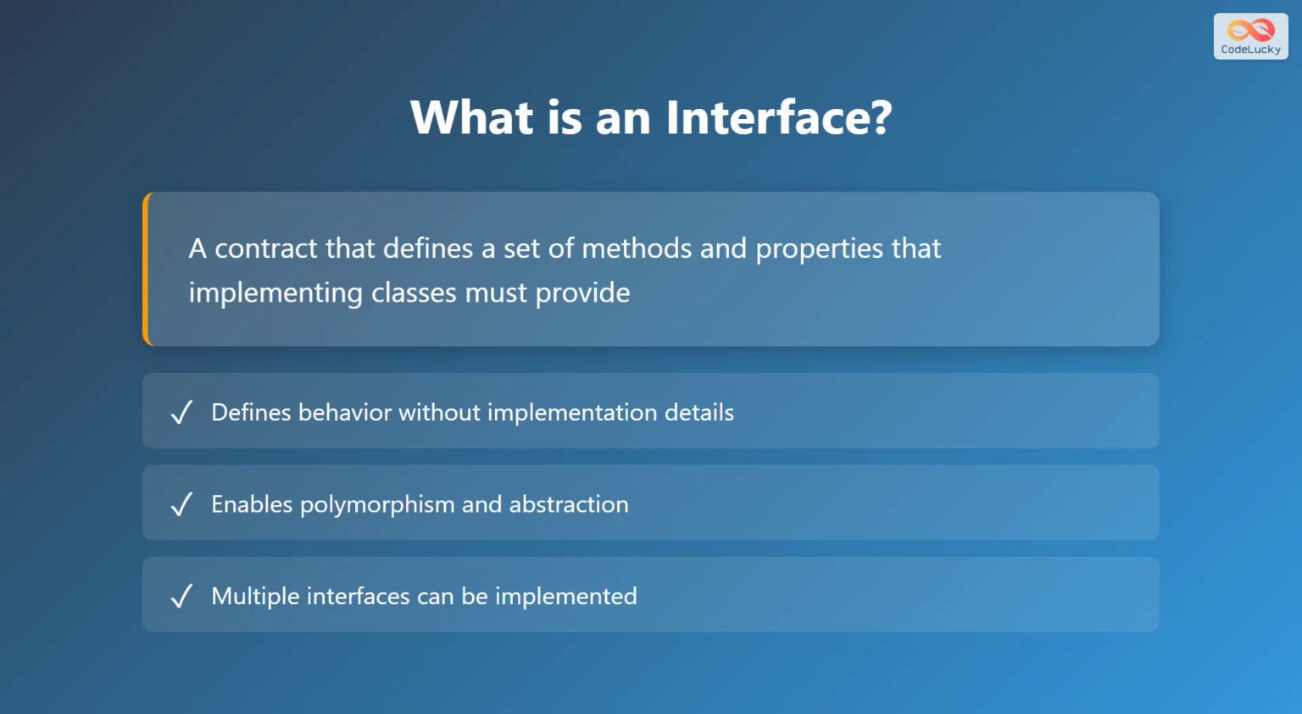An interface is essentially a contract that defines a set of methods and properties that implementing classes must provide. It defines behavior without specifying the implementation details. Interfaces enable polymorphism and abstraction, allowing different classes to share common behavior. One of the key advantages of interfaces is that a single class can implement multiple interfaces, giving us flexibility in our design.